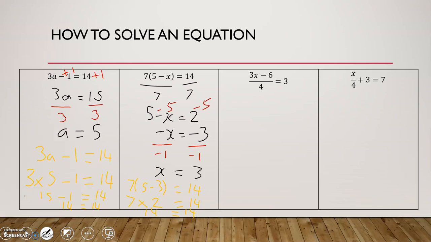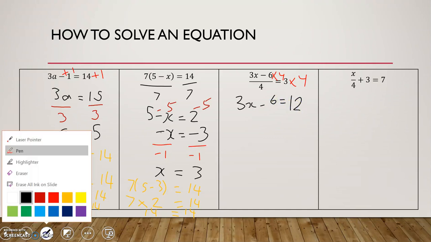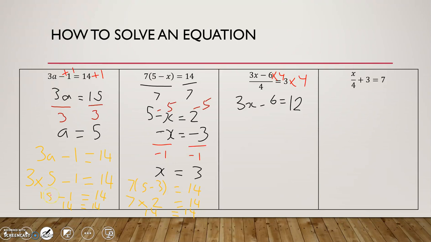Our third example is 3x minus 6 over 4 equals 3. So currently that fraction shows that there is a division occurring. So in order to move the 4, the opposite operation would be to multiply. So I need to multiply both sides by 4. So my second line of working would be 3x minus 6 equals, now 3 times 4 is 12. I now have 3x minus 6 equals 12. So our opposite operation of minus 6 would be adding 6. So I plus 6 to both sides.